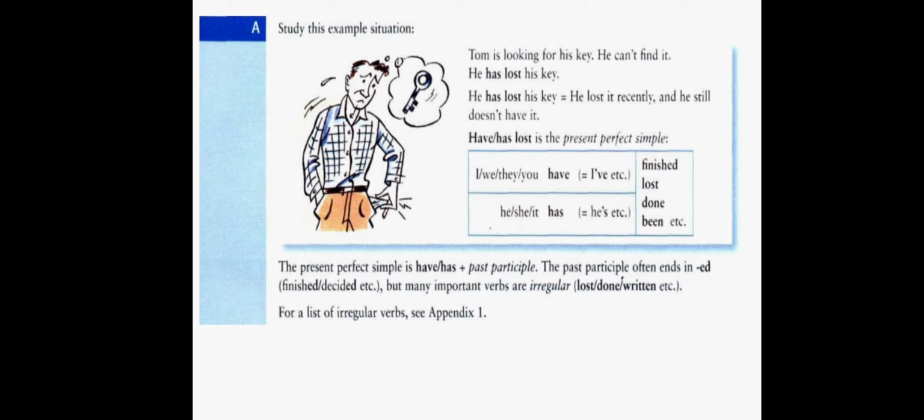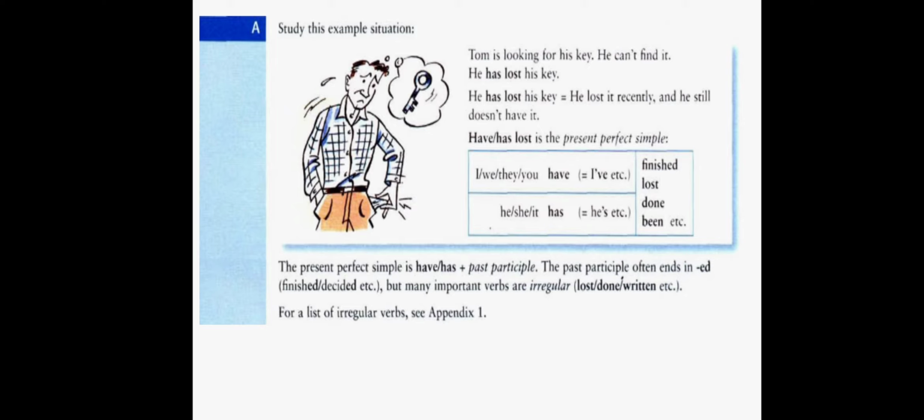In the case of a singular subject, we have he, she, it, plus has, and it becomes 's if it is reduced, plus past participle. So it becomes he has finished, she has lost, it has lost, he has done, she has done, he has been, she has been, it has been.